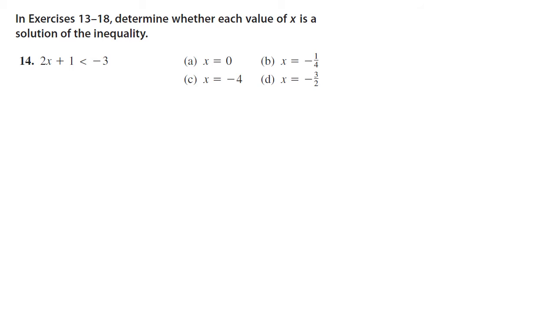So for 14, I have 2x plus 1 is less than -3. I'm going to plug in values for x. For a, I'm going to plug in 0 and just find out if this is a solution. We're going to determine whether these are solutions, whether it makes it true.